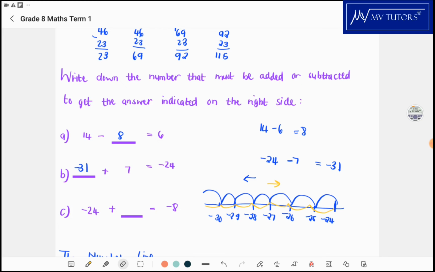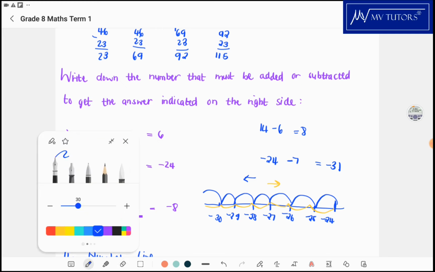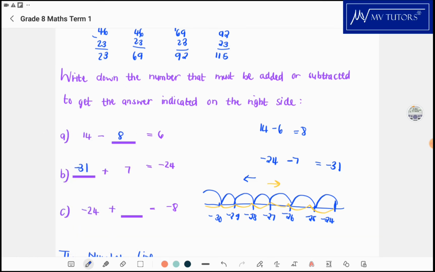So now let's go to the next one. Let's get my blue pen over there. Okay, now from negative 24, how do I go all the way to negative 8?